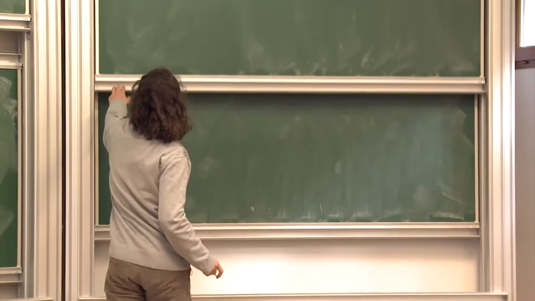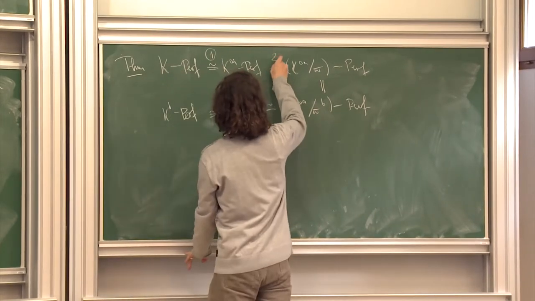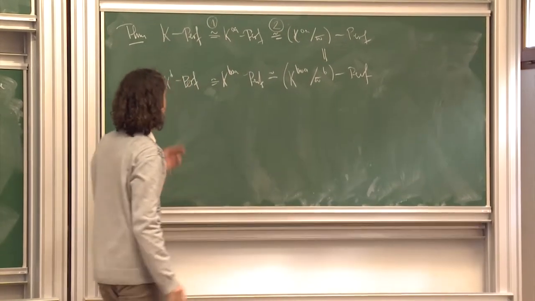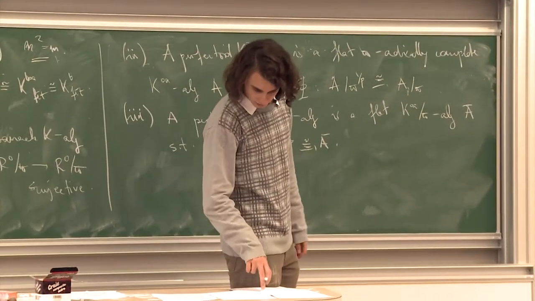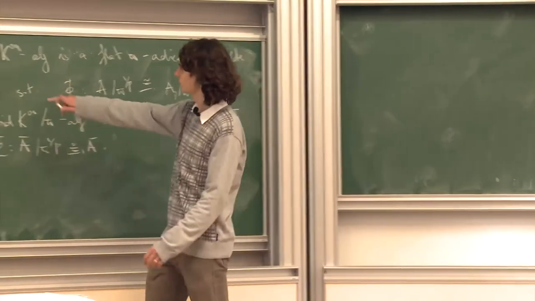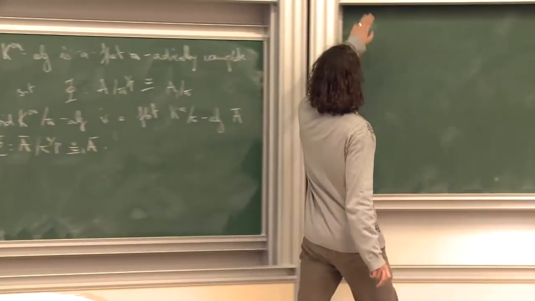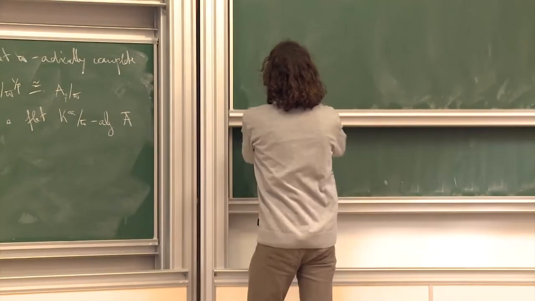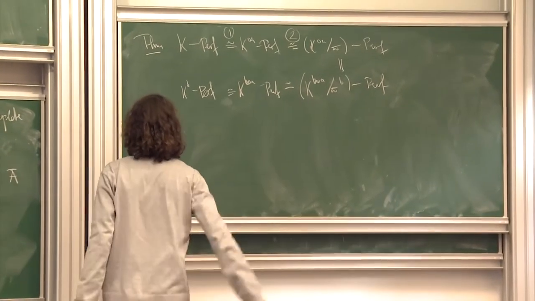So the proof splits into two parts. First we have to prove this equivalence and then this. And at the first step, let me explain what some of the conditions imposed on such a perfectoid K0 almost algebra mean. So we put the condition as flat and p-adically complete. And so let me explain what this means in classical commutative algebra.